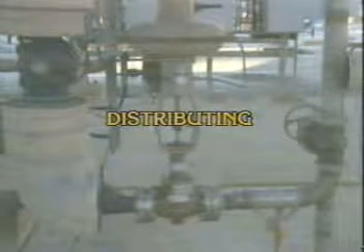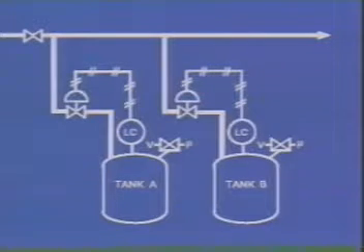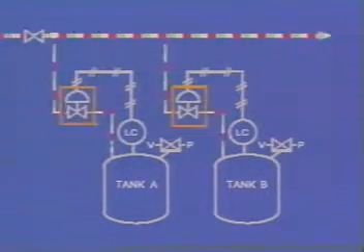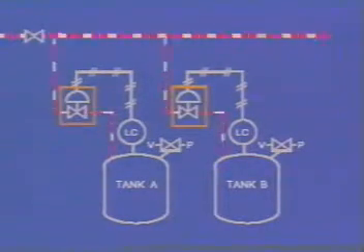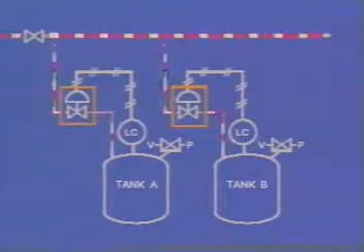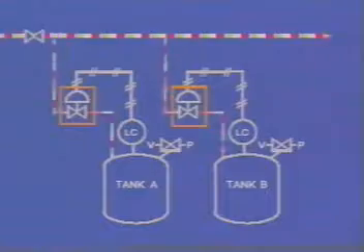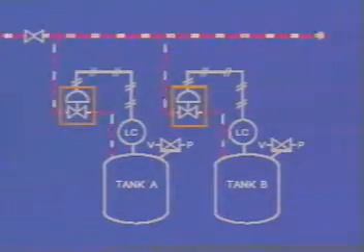Finally, a distributing application is one in which a control valve must divide a process stream. Let's look at this drawing as an example. In this application, two tanks receive fluid from a process stream. Control valves are used to properly distribute flow to each of the tanks. You can see that in this type of application, energy in the process is distributed by the control valves.